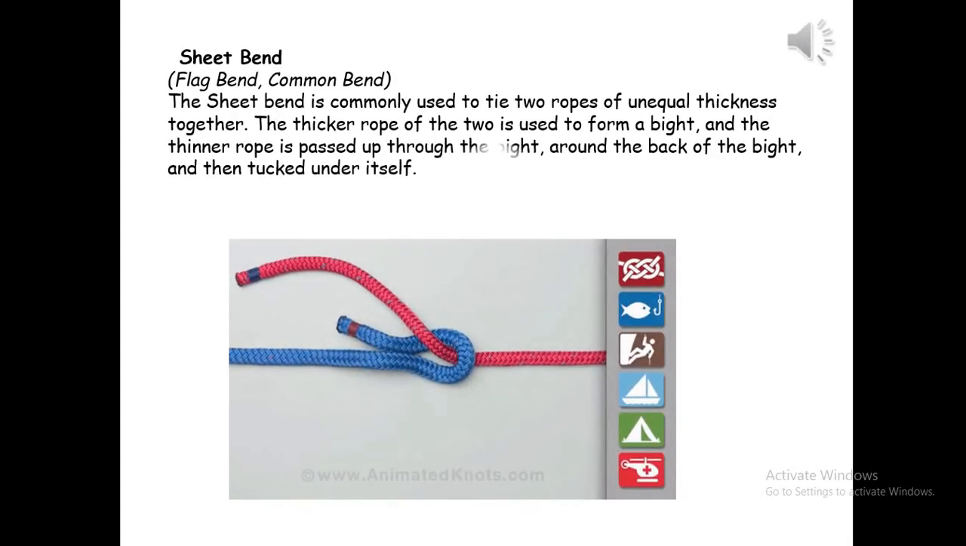Sheet bend, flag bend, common bend. The sheet bend is commonly used to tie two ropes of unequal thickness together. The thicker rope of the two is used to form a bight, and the thinner rope is passed up through the bight, around the back of the bight, and then tucked under itself.